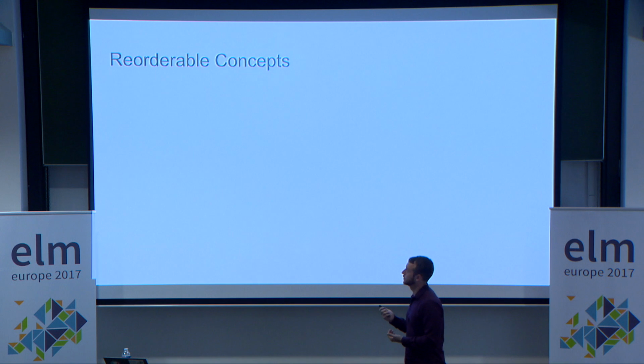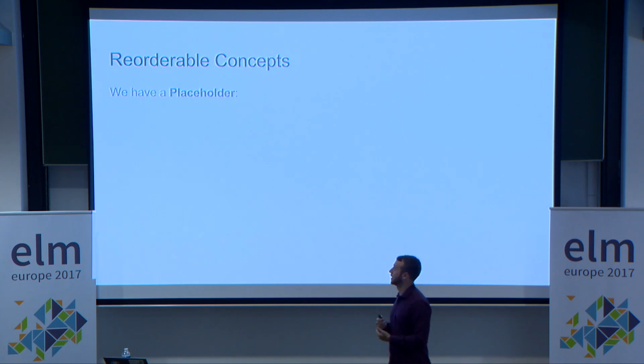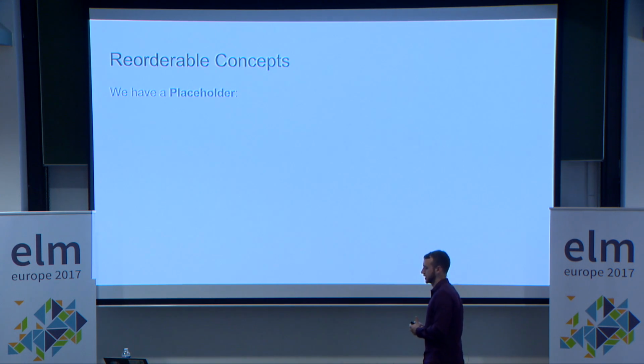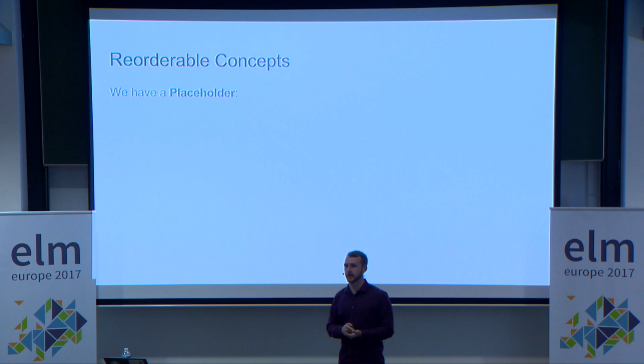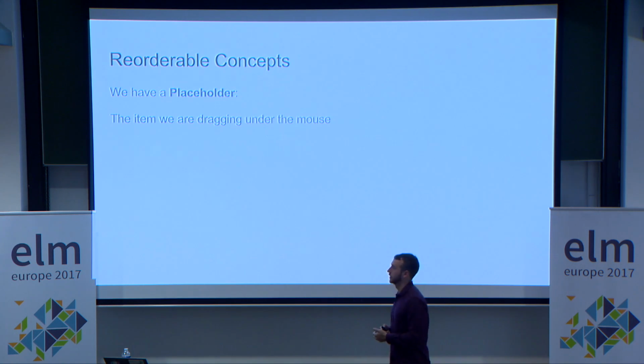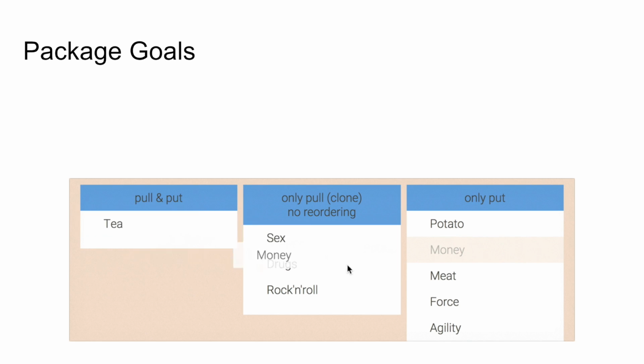But some concepts that we saw at play just in that last GIF was that we have a placeholder, which is the item that's currently underneath the mouse. We have items that are non-placeholders, which is just every other item in the list that is not the placeholder. And I'm calling it a drop preview, where we are dropping this placeholder that we're moving. And so we have some goals for the package.